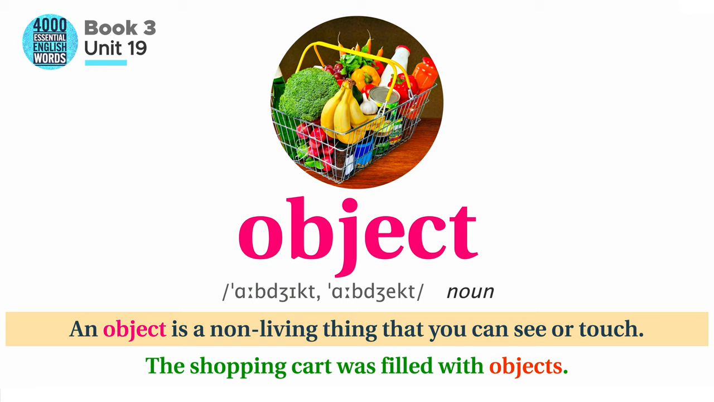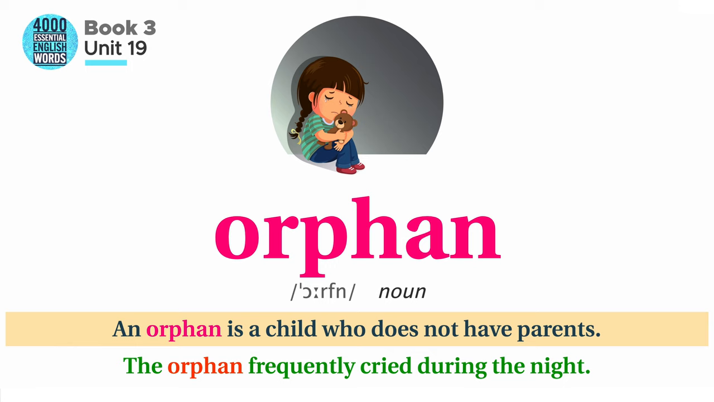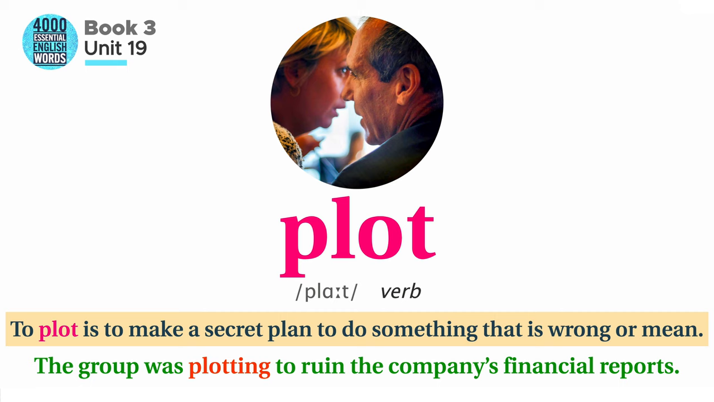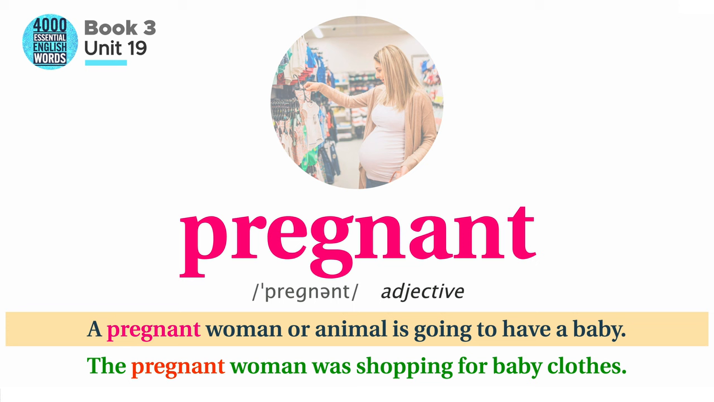Orphan. An orphan is a child who does not have parents. The orphan frequently cried during the night. Plot. To plot is to make a secret plan to do something that is wrong or mean. The group was plotting to ruin the company's financial reports. Pregnant. A pregnant woman or animal is going to have a baby. The pregnant woman was shopping for baby clothes.